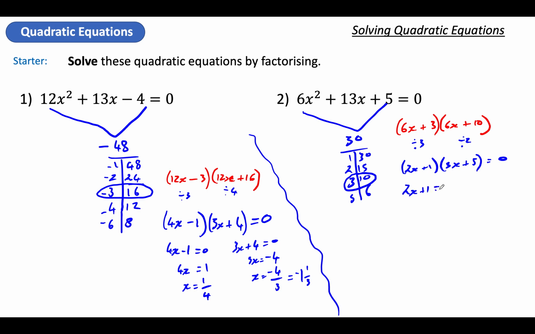And then I can solve. Let's make each bracket equal 0 in turn. Let's take away 1 from both sides and then divide it by the 2. So x equals minus a half is one answer.